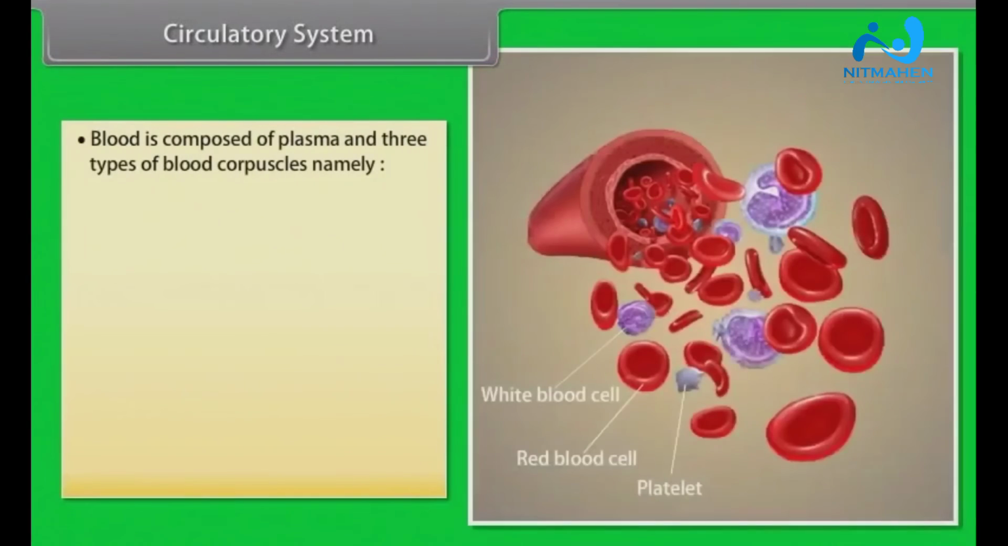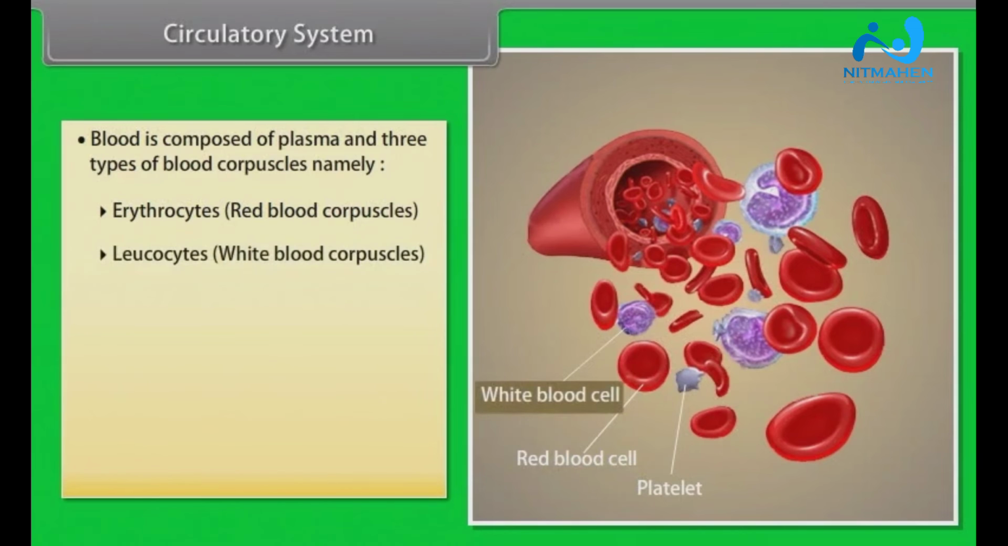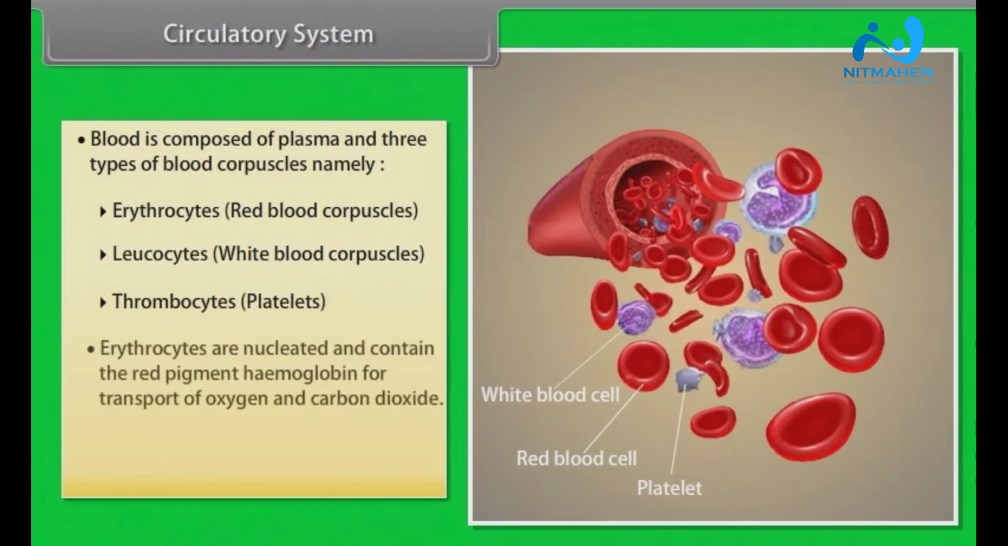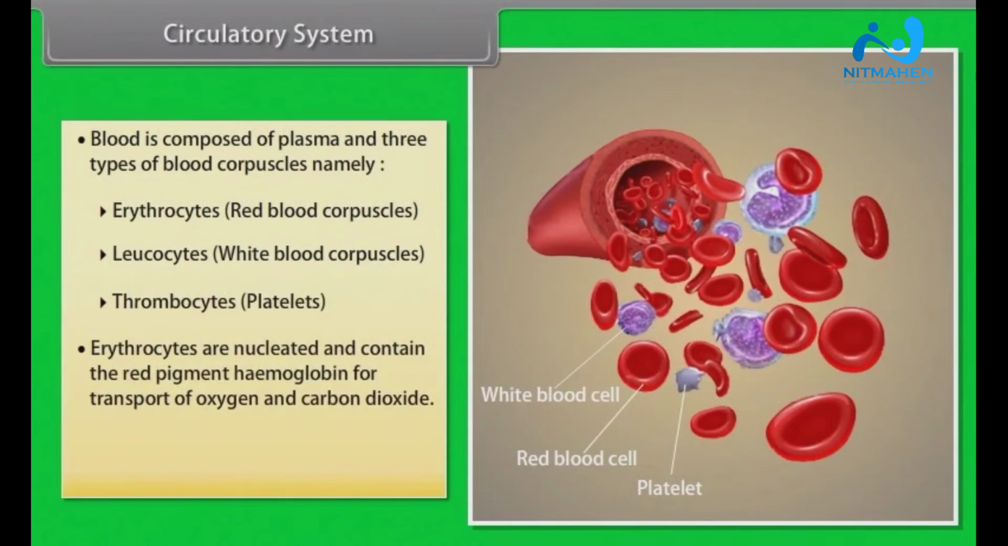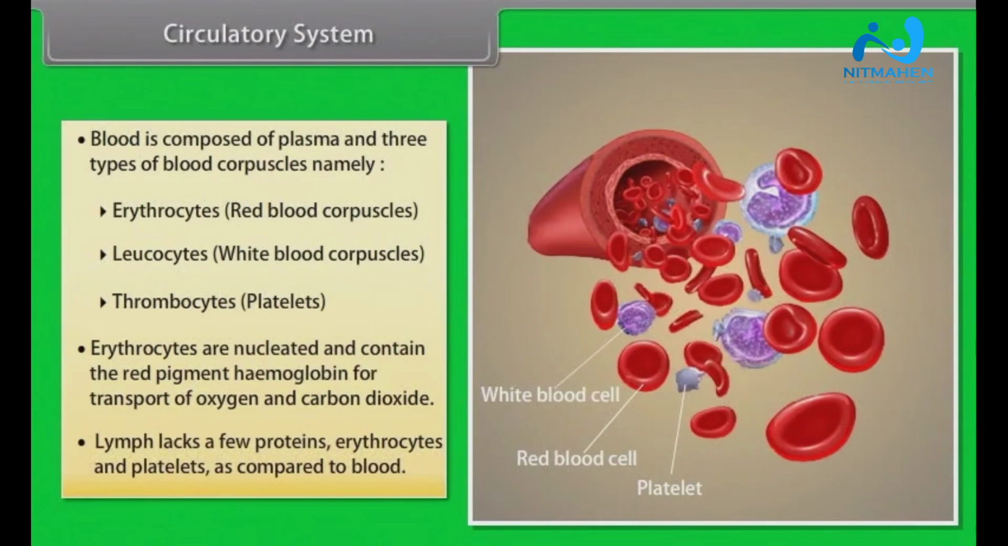Blood is composed of plasma and three types of blood corpuscles, namely erythrocytes, that is, red blood corpuscles; leukocytes, that is, white blood corpuscles; thrombocytes, that is, platelets. Erythrocytes are nucleated and contain the red pigment hemoglobin for transport of oxygen and carbon dioxide. Lymph lacks a few proteins, erythrocytes and platelets, as compared to blood.